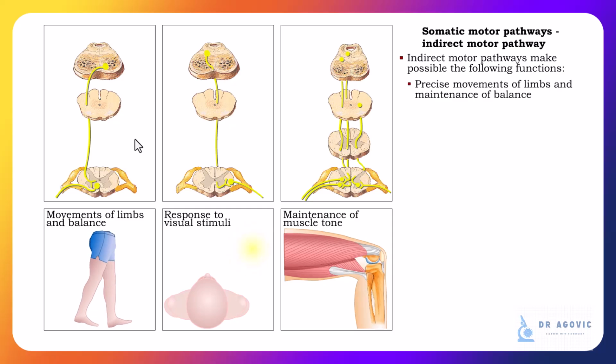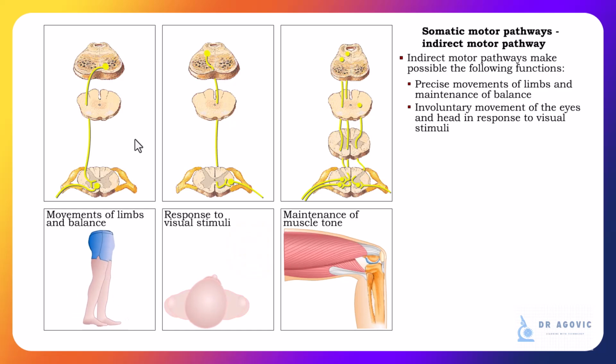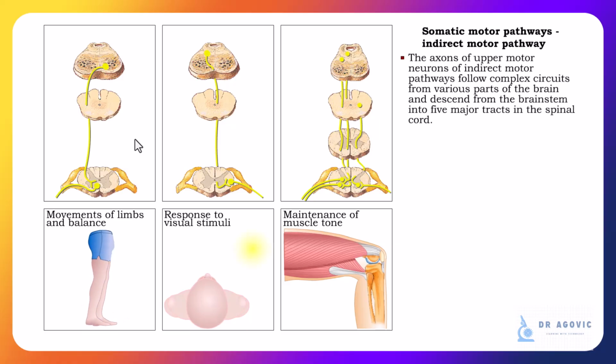Indirect motor pathways make possible precise movement of limbs and maintenance of balance. In addition, involuntary movement of the eye and head in response to visual stimuli is also regulated by an indirect pathway. Impulses conveyed by indirect pathways also help maintain muscle tone.